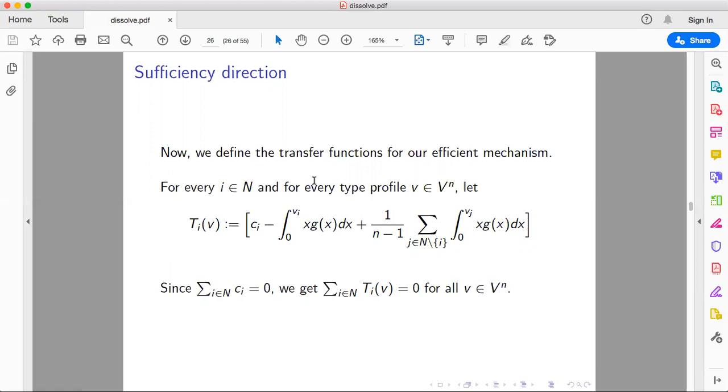In the right hand side, we will get n by n minus 1 summation j not equal to i. Not n by n minus 1. So remember, this is j not equal to i, so you will get n minus 1.